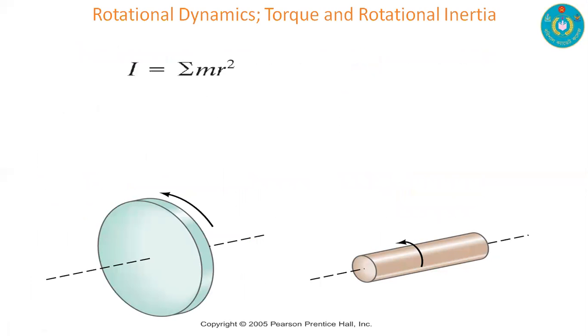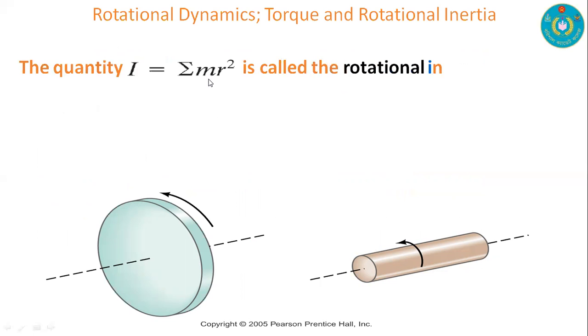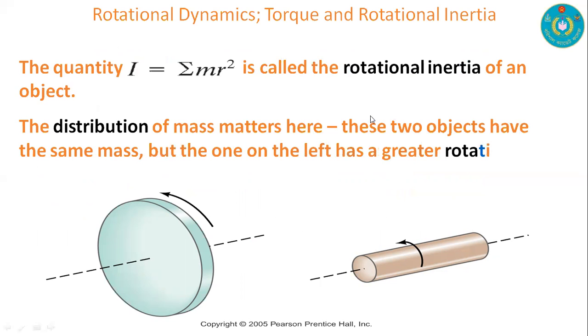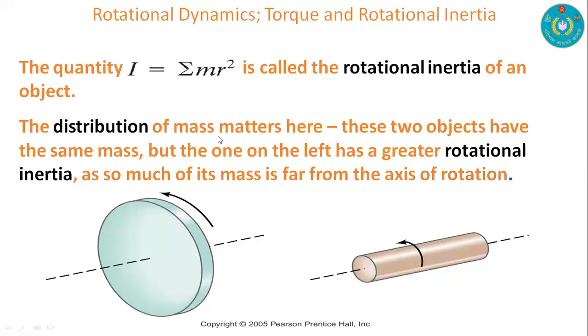Rotational dynamics or torque and rotational inertia. At first we have the equation I is equal to the summation of m r squared. The quantity moment of inertia is called the rotational inertia of an object. The distribution of mass matters. Here, these two objects have the same mass, but the one on the left has a greater rotational inertia, as so much of its mass is far from the axis of rotation.